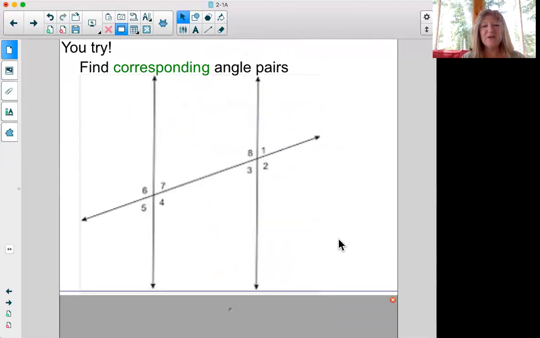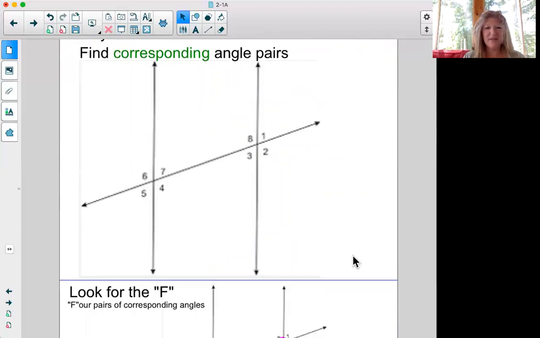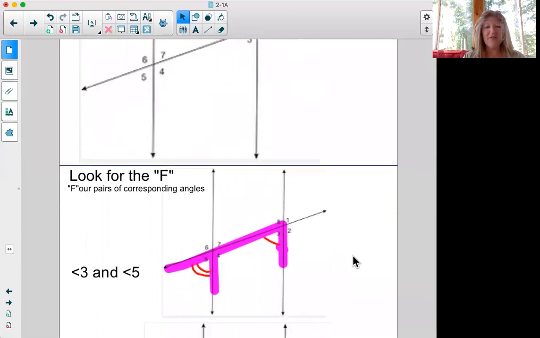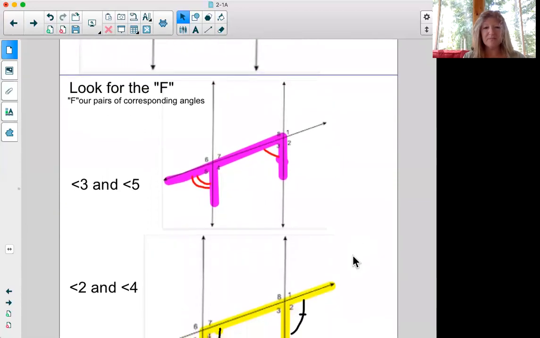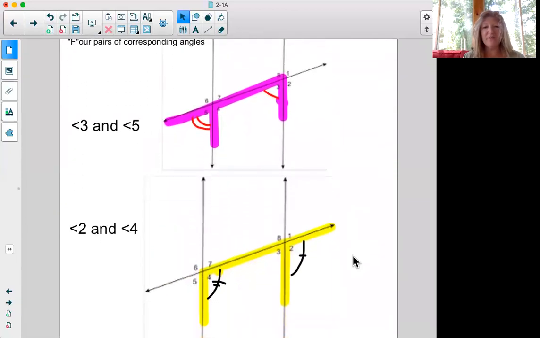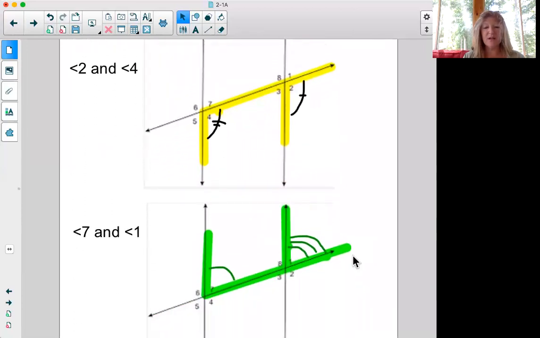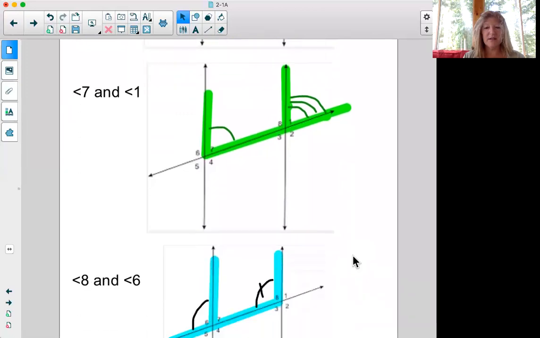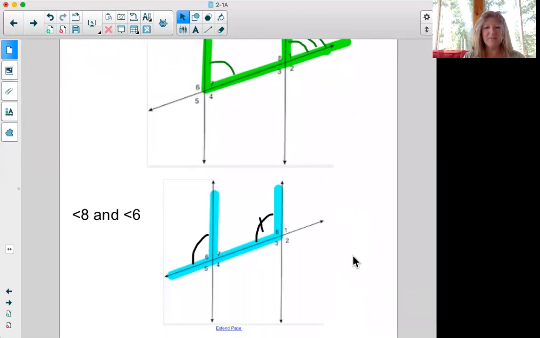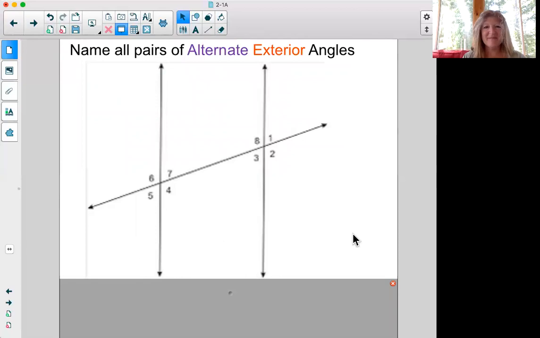Pause, find the corresponding angles and then press play for the solution. We're looking for the F and there are 4 pairs. 3 and 5, 2 and 4, 7 and 1, and 6 and 8. Pause, find the alternate exterior angles, and then press play for the solution.